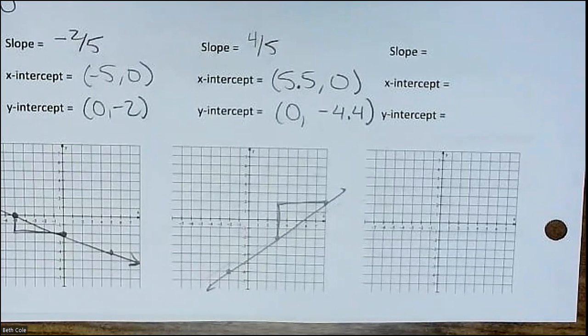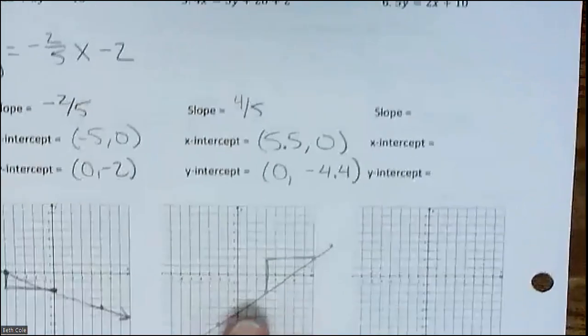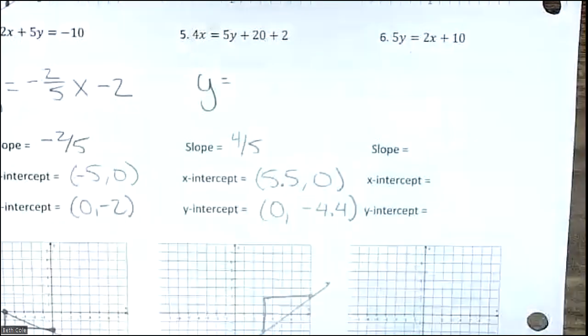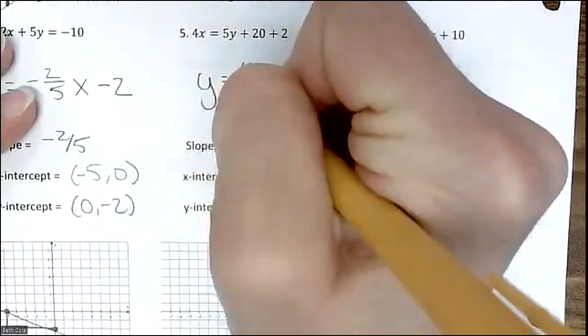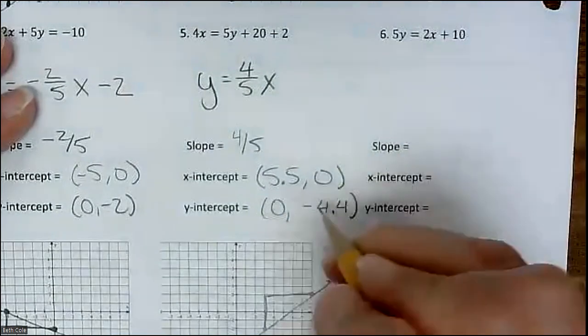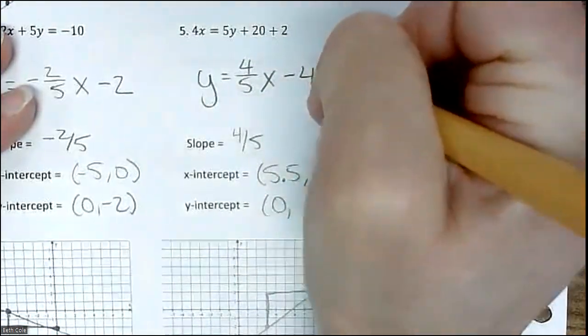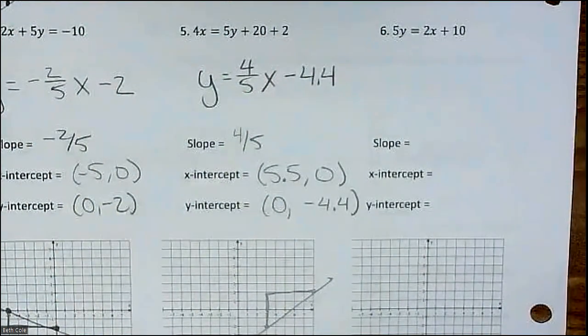But do you guys see what I did? I made a mistake, and what did I do? I erased it and I fixed it. That's what you've got to do sometimes. It's life. All right. Now put it together in your equation. It'll be y equals what? y equals 4 over 5x minus 4.4. And if you needed to turn that back into a fraction, you could.